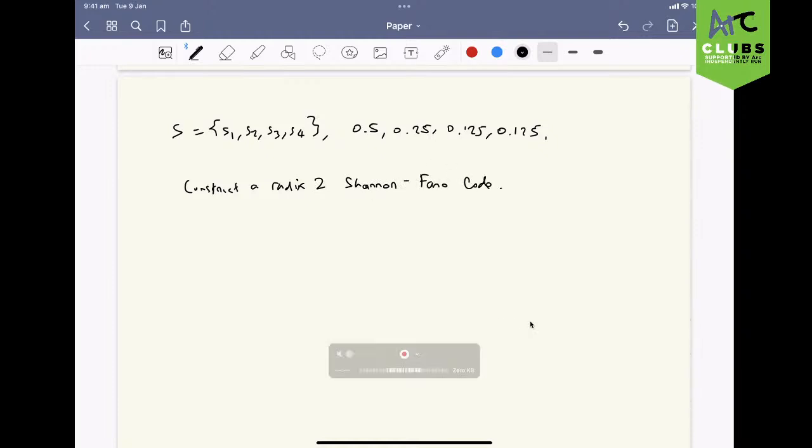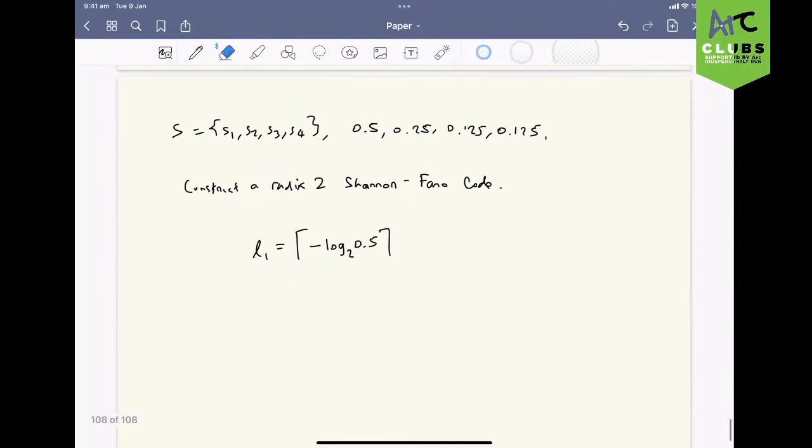Okay, so the first thing we do is figure out the lengths of the code words that we should have. So for the first code word, because we're in radix 2, we take the ceiling function of minus log base 2 of the probability. So the first one here. And, surprise, surprise, this becomes a very nice calculation. Log base 2 of 0.5 is actually minus 1. So we get 1 for this.